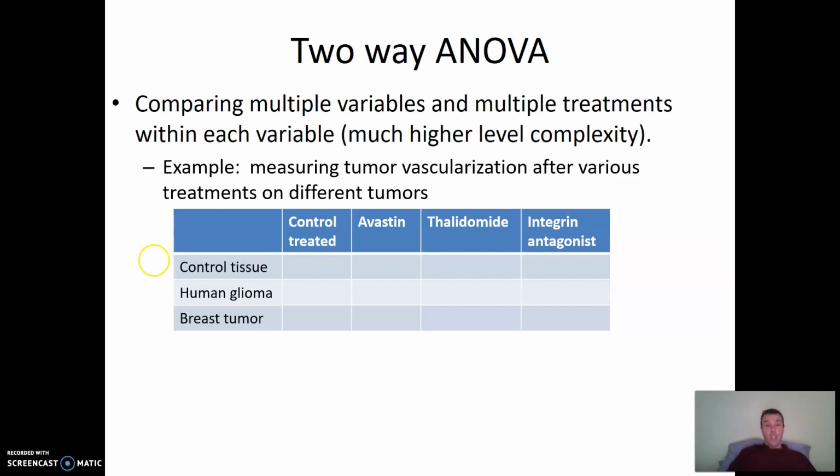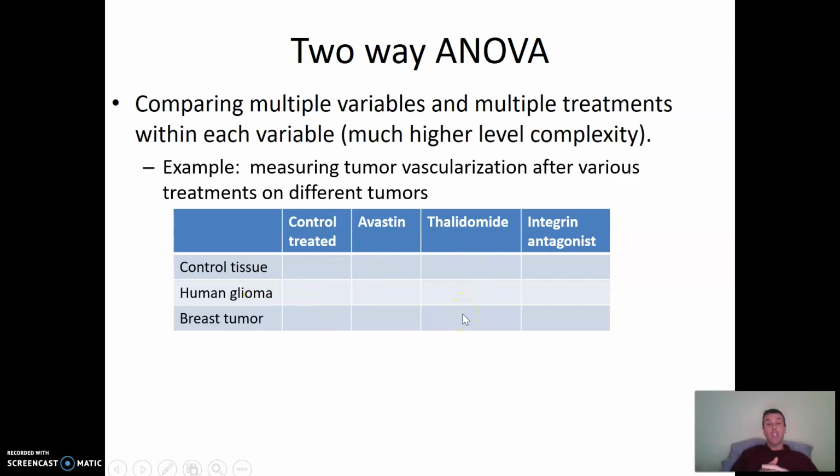Right, so if we take a look at this, we can see here that we have a control-treated tumor. We have the drug Avastin, the drug thalidomide, an integrin antagonist. This is one variable. But we also have the control tissue and different glioma, brain tumor type cells, and breast tumor. So this is another variable. So we might want to find out, one, do these drugs make a difference on these various tumors? But we might also want to know if the tumors are different from each other in their amount of vascularization. And third, we actually can find out if some of these drugs are better for one tumor type and another drug for a different tumor type.